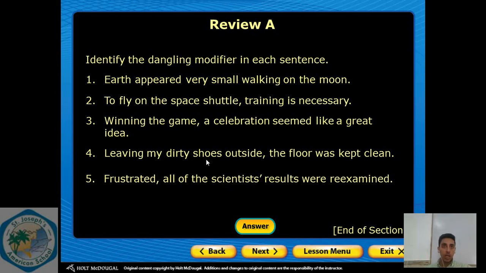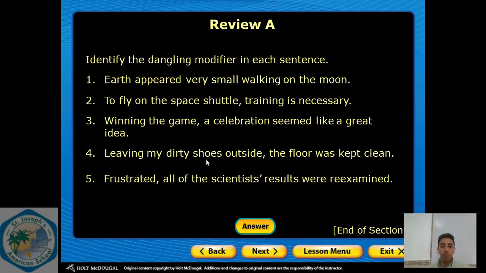And the next time we will practice those dangling modifiers. We will see them as they are in the SAT, the language or the writing section.